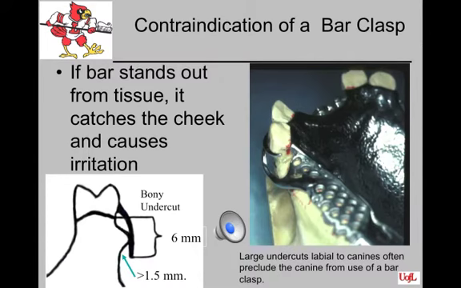Here's the first situation that we talked about. If the bar stands out from the tissues, it catches the cheek and causes an irritation. Note the large bony protuberance, which causes the bar to have to be placed out farther, and at that 6 millimeter mark below the marginal gingiva, it's standing out greater than 1.5 millimeters from the tissue. This would be a contraindication to the use of the bar clasp.